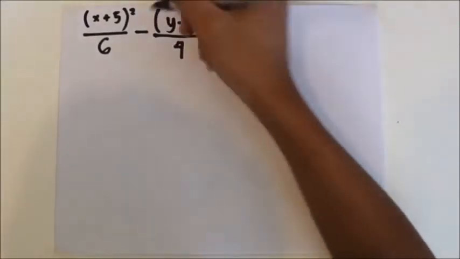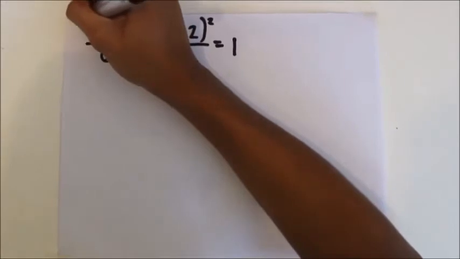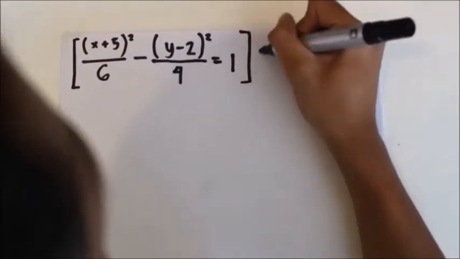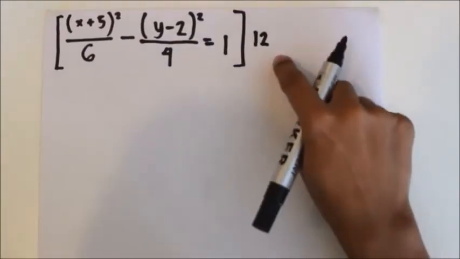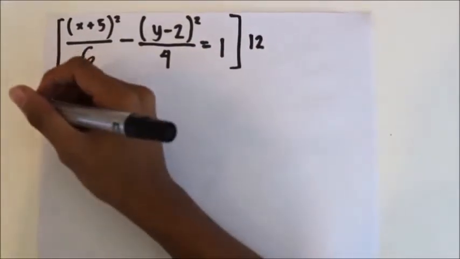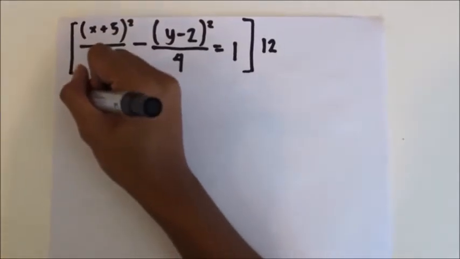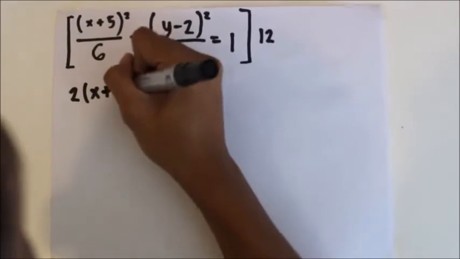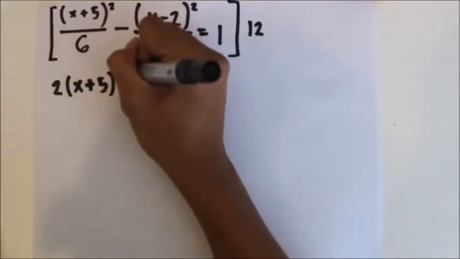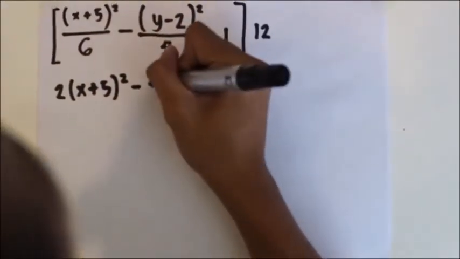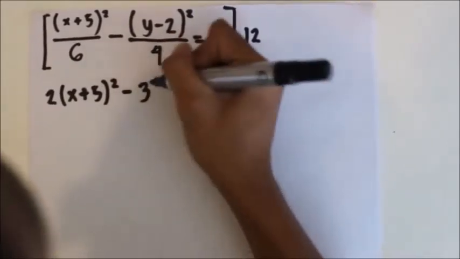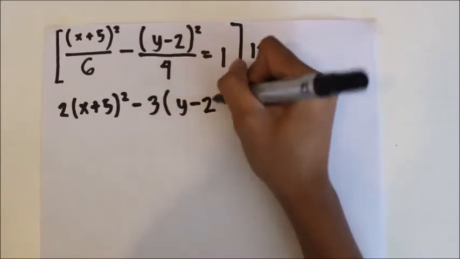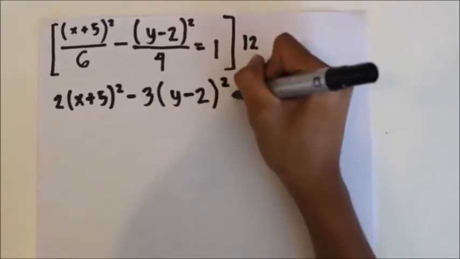So, to look for the general equation of our hyperbola, we start off with the standard equation and multiply it to the LCD of both of the denominators, which is 12. Then, by simplifying it and distributing 12, we get 2 times quantity x plus 5 squared minus 3 times quantity y minus 2 squared is equal to 12.